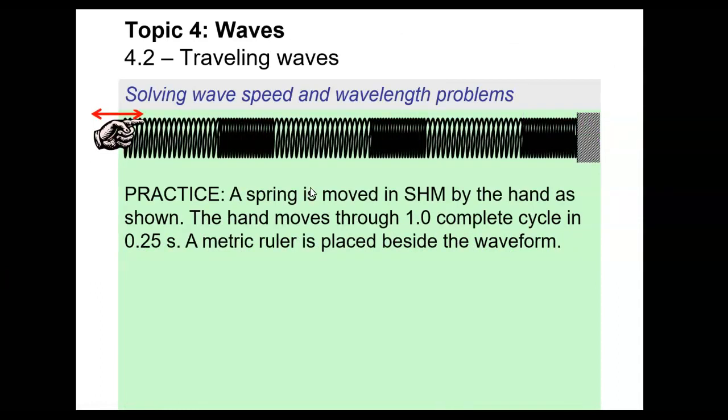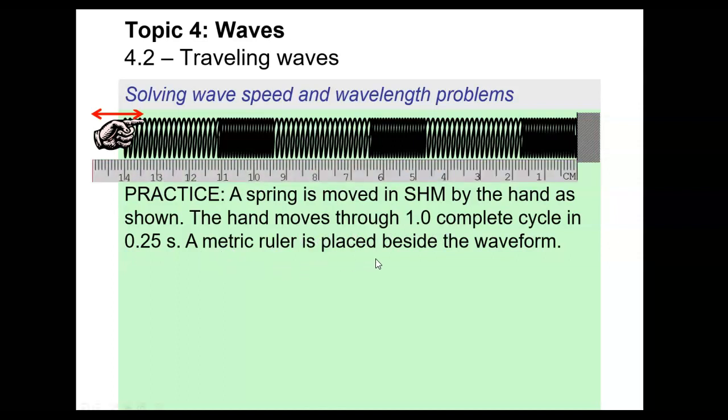A hand is moved in simple harmonic motion. A spring is moved in simple harmonic motion by the hand as shown. The hand moves through one complete cycle in 0.25 seconds, and a metric ruler is placed beside the waveform. Okay, so we can actually see the different parts of the wave. Now, what type of wave is this? Well, this is obviously a longitudinal wave. We can see the areas of compression and rarefaction.